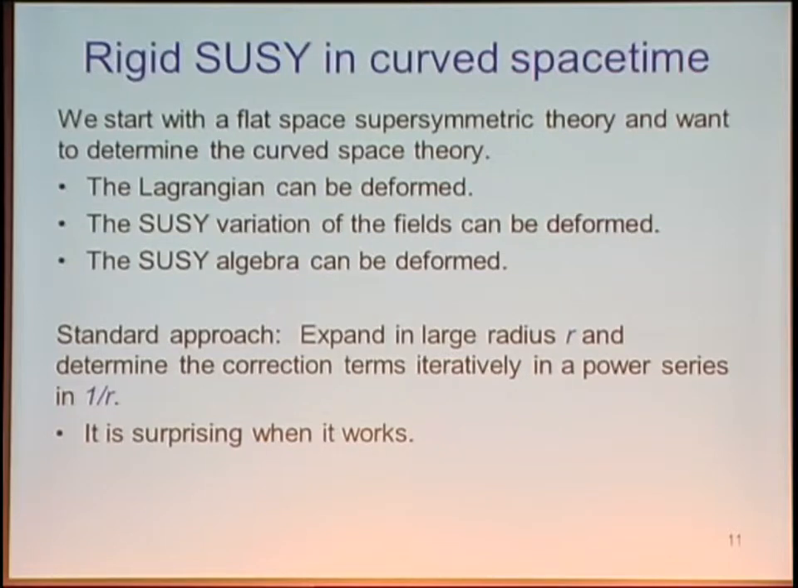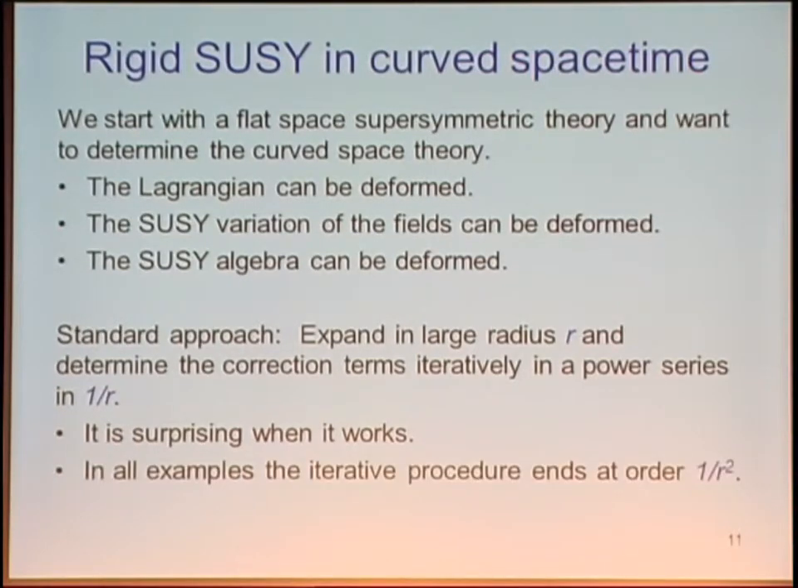And the first thing I want to say about it is that it is very surprising when it works. Not only is it a very tedious and long computation, it usually relies on all sorts of identities that have to be satisfied. Usually multi-fermion terms have to cancel, et cetera, et cetera. The second surprise is that when it does work, surprisingly, it ends at order 1 over r squared.